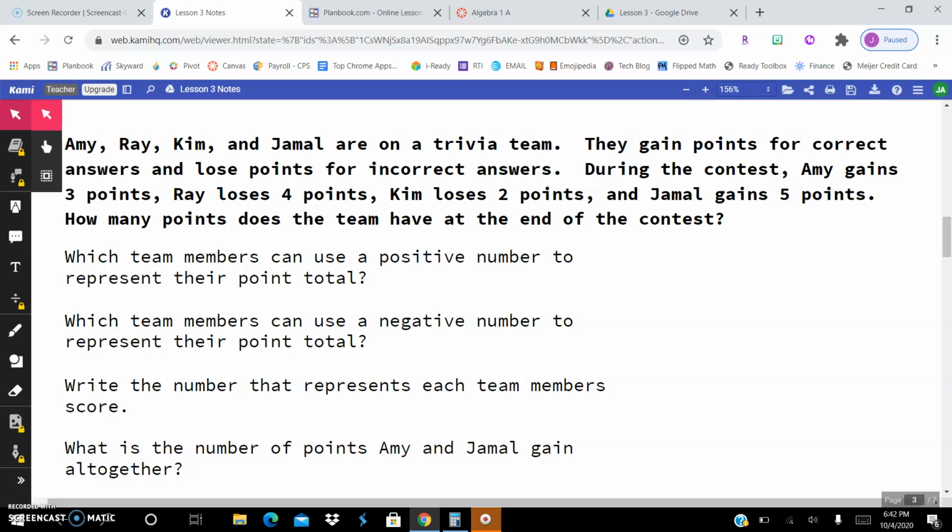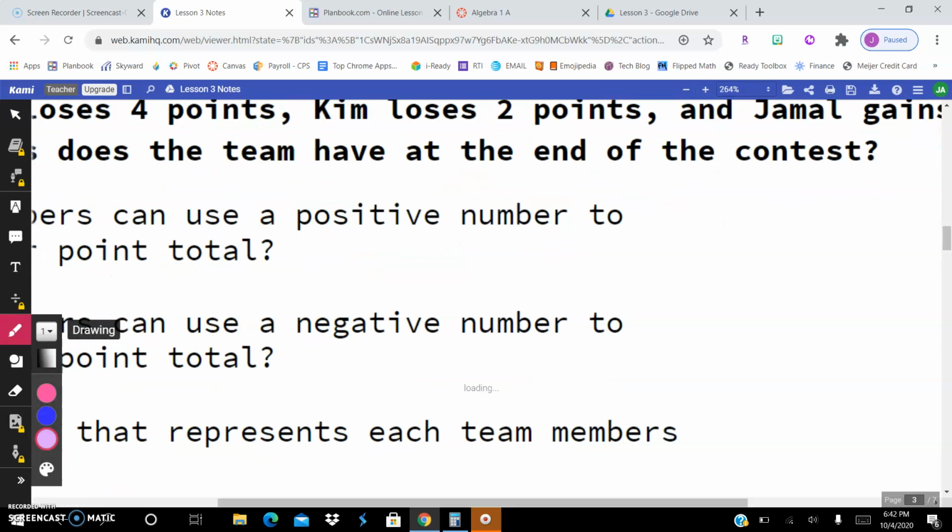Well, let's talk about a few things before we actually solve that question. Which team members can use a positive number to represent their point total? Well, those would be the people that actually gained points. So Amy gained points, and it says that Jamal gained points. So the answer to that question would be Amy and Jamal.